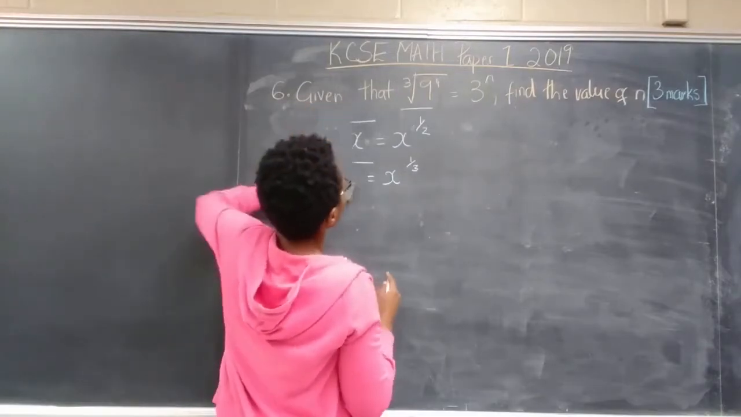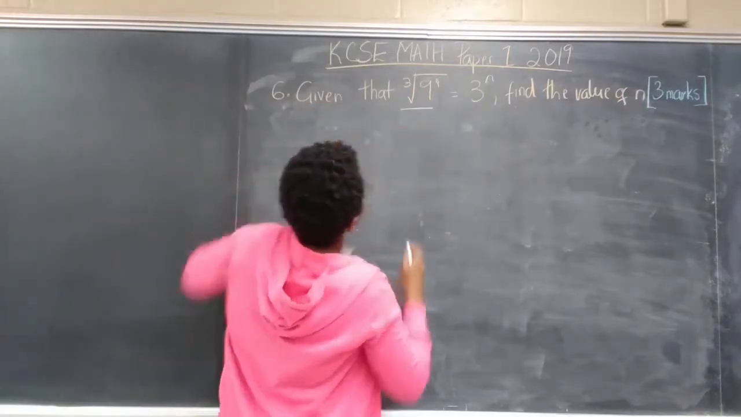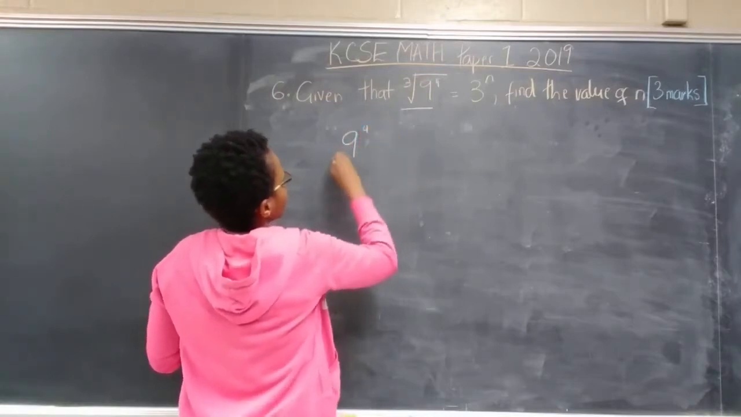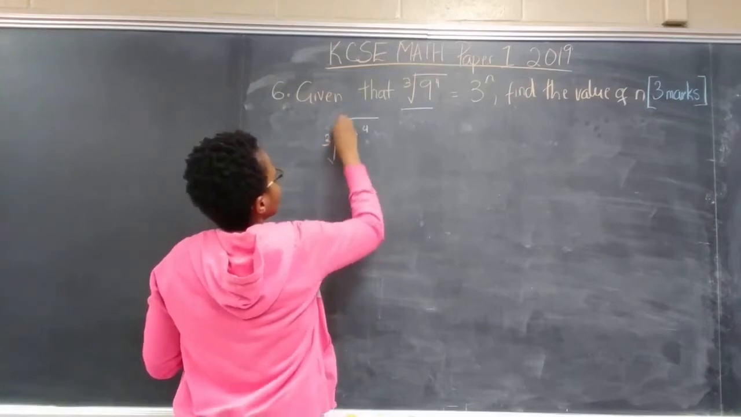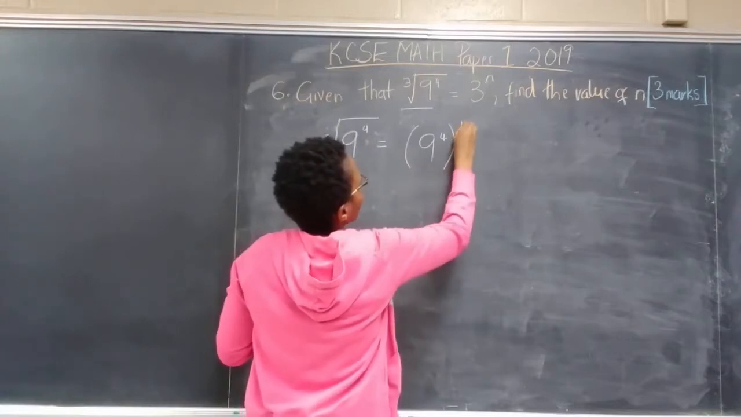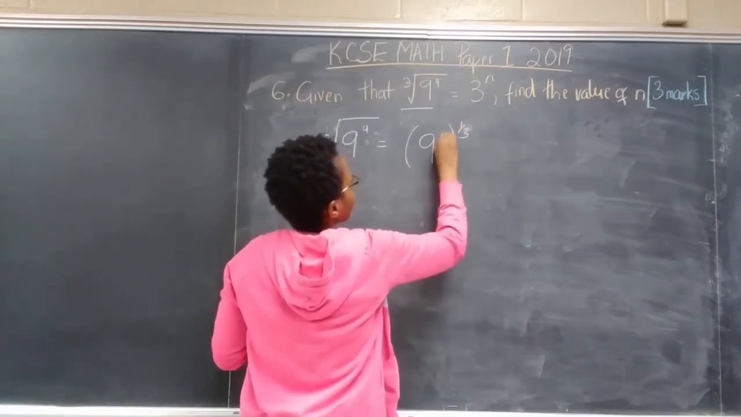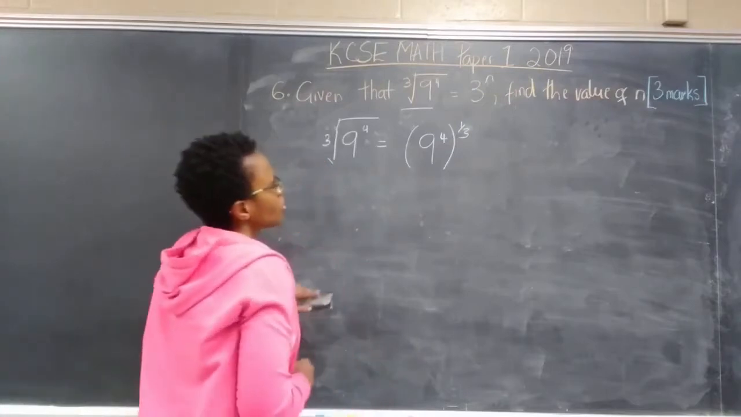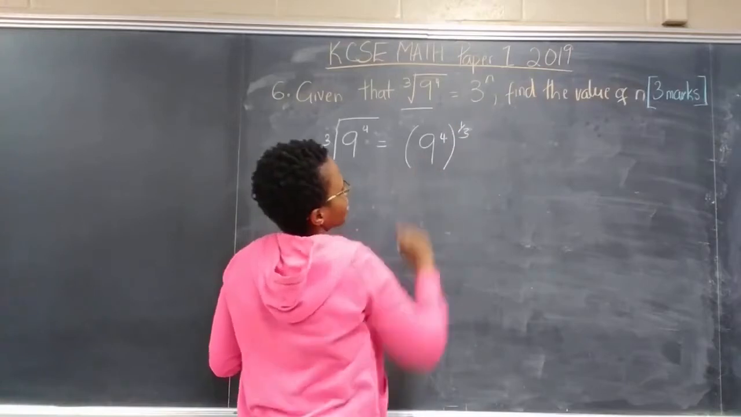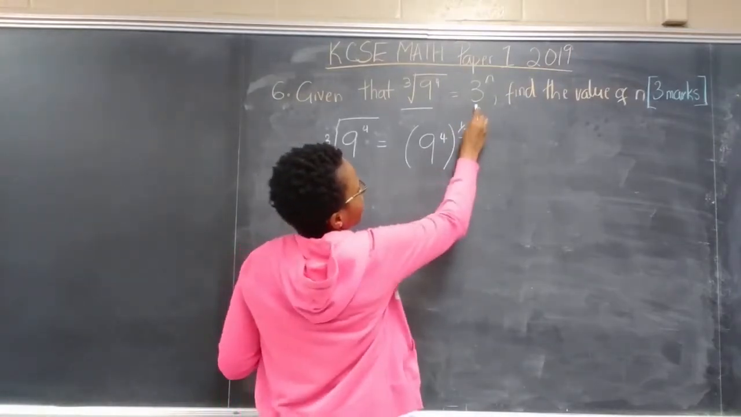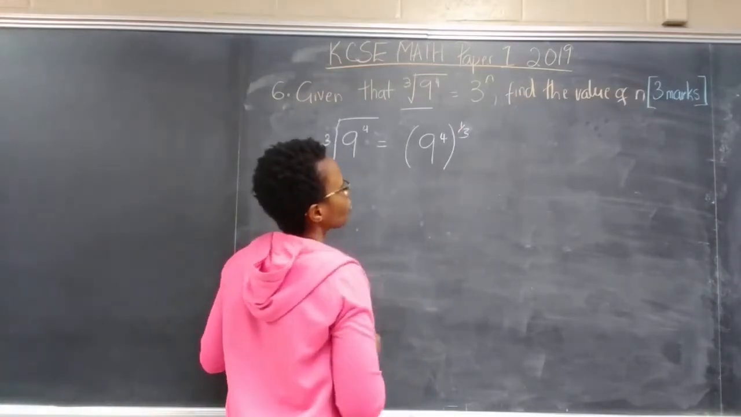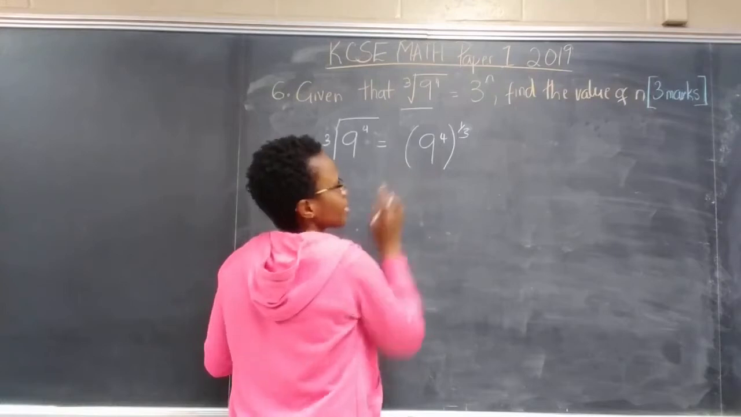So I'll just erase this and then rewrite that. We have 9 to the power of 4, since the cube root of that is the same as 9 to the power of 4, to the power of 1 over 3. Simple. So great, now that we have that, we need to express our final answer as 3 to the power n. Is there a way that we can change this into a form that has 3 in it?